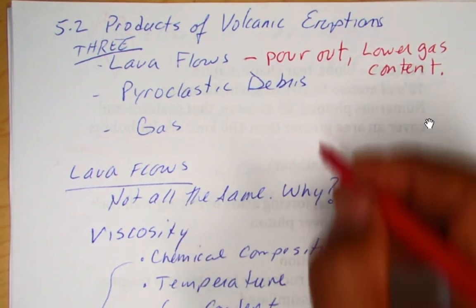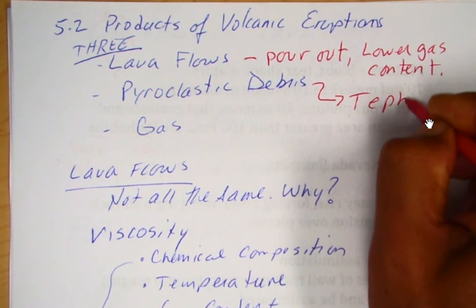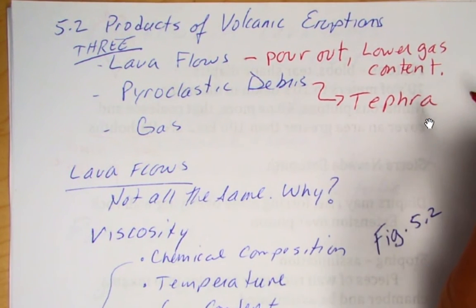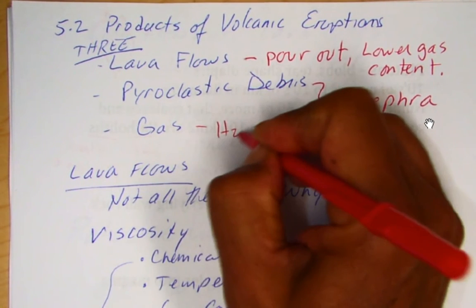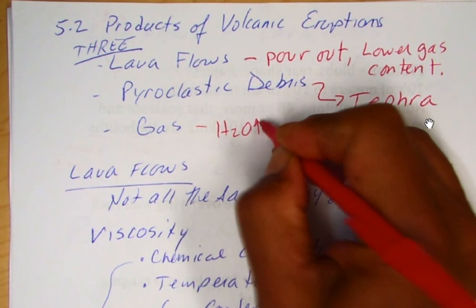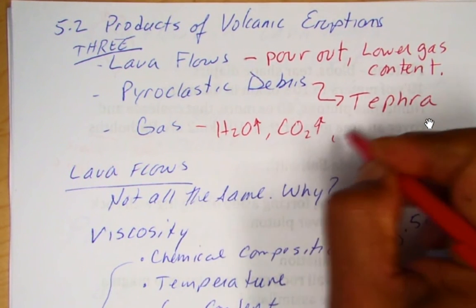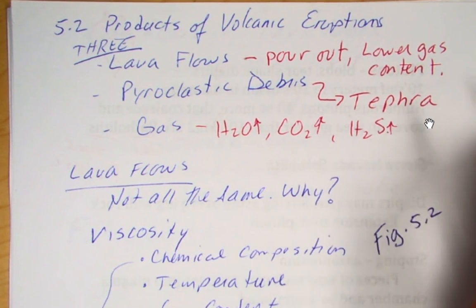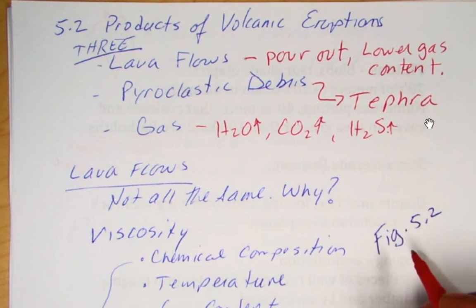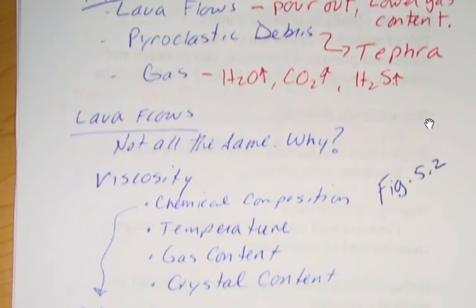And remember, the pyroclastic debris here is going to be our tephra, which explodes and flies through the air. And then we have volcanic gases. Important gases include water vapor. The little arrow means that it's a gas. We have carbon dioxide. We have that stinky hydrogen sulfide gas, the rotten egg smelling one, and a variety of other gases. I'll mention more of those later, but those are three important ones.